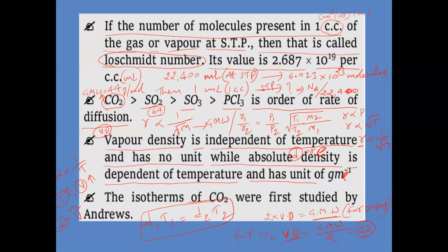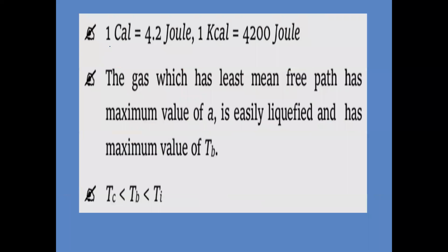For CO2, vapor density is equal to what? Vapor density is equal to the gram molecular weight of CO2, 44, divided by 2, which is 22. No units will be there here. So, vapor density is nothing but half of the gram molecular weight for a given gas.